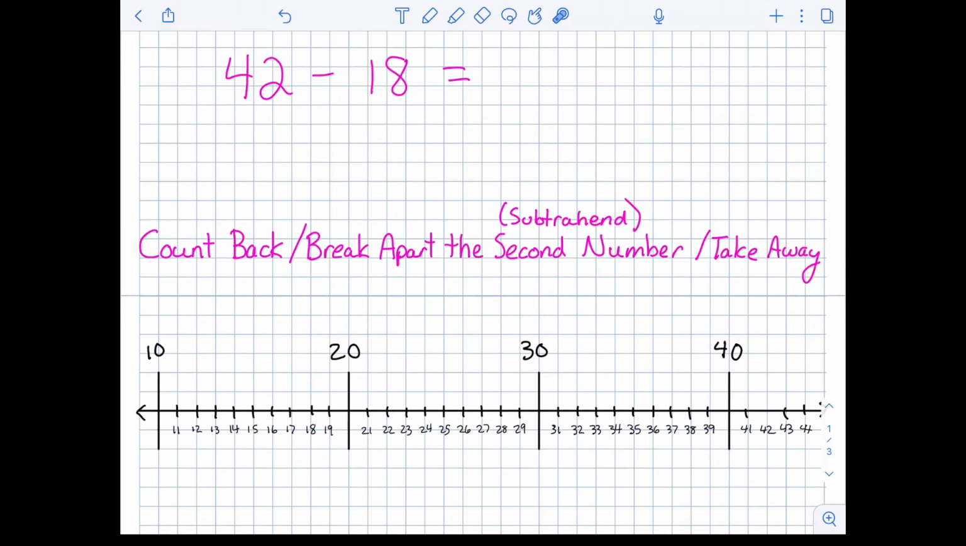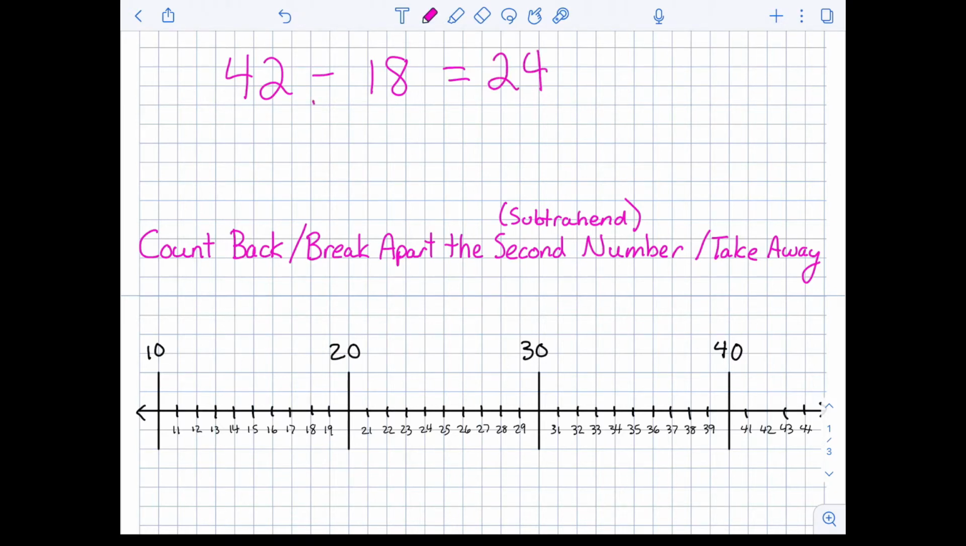Our first strategy can be thought of as a count back strategy. We'll be breaking apart the second number, known as the subtrahend, and taking it away from the first number. So it might sound like this: 42 minus 18. Well, let's make that 42 minus 10 is 32, minus 2 is 30, minus 6 is 24.